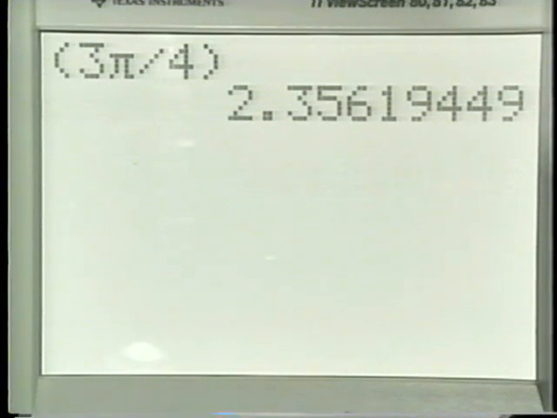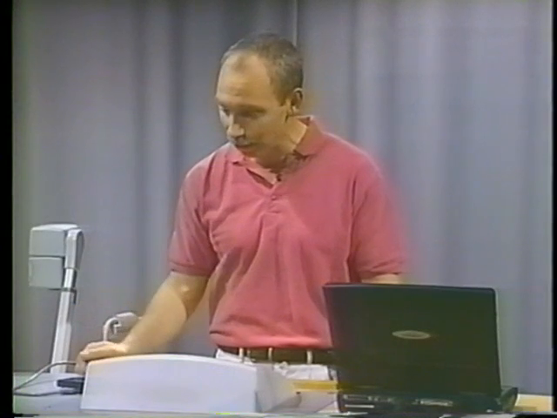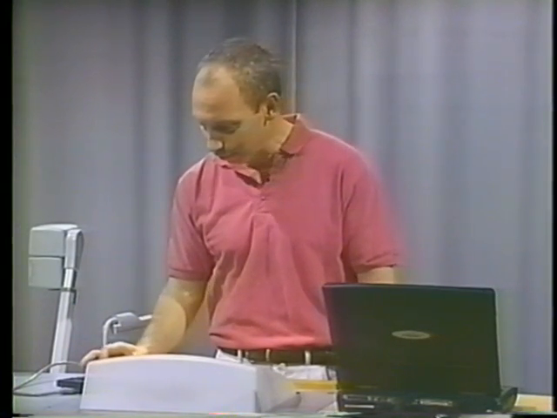Okay, I wanted it to be in degrees. Since I'm in degree mode, when I typed 3 pi over 4, it thought it was degrees. So we made an error, on purpose, of course. I have to tell it radians because I'm in degree mode. So there's a way to tell it radians. Okay, I'm going to try it again.